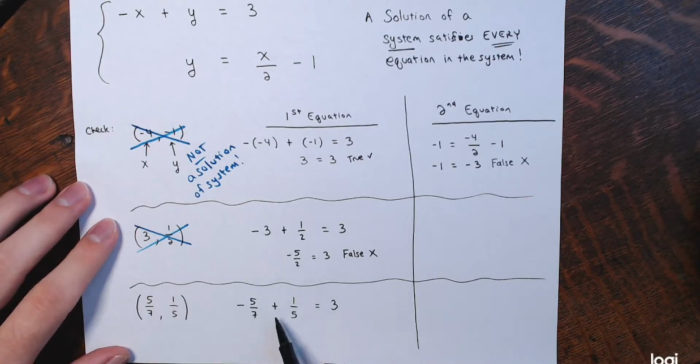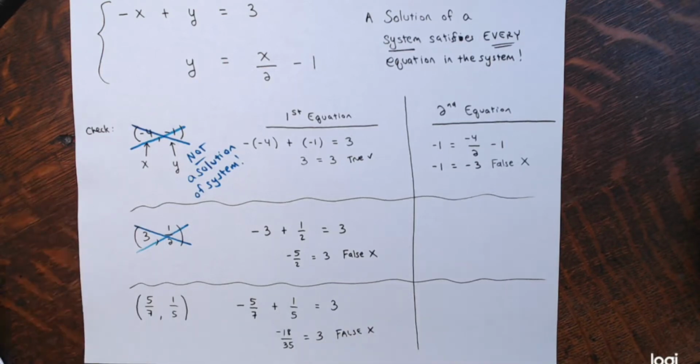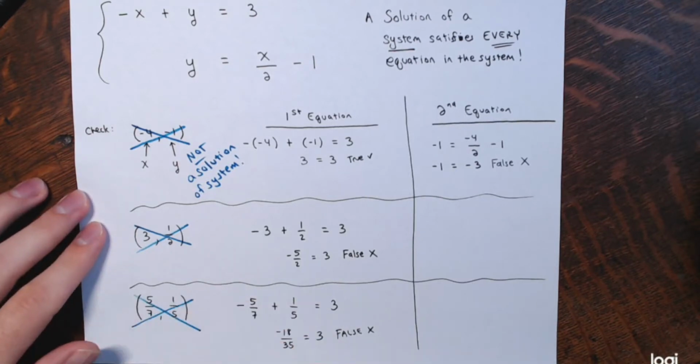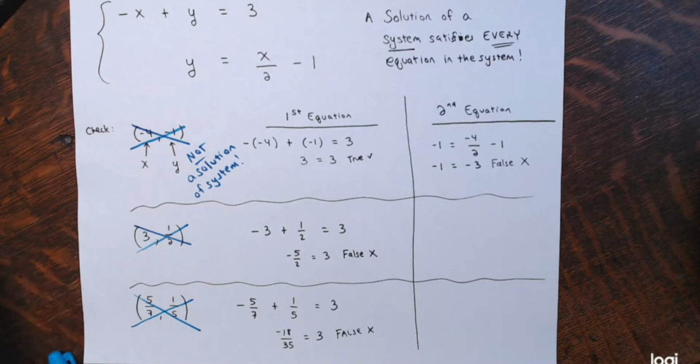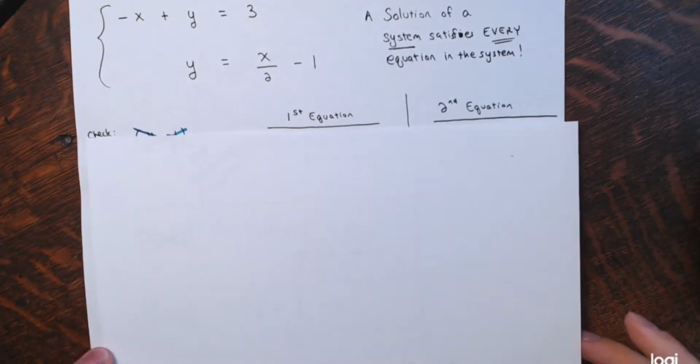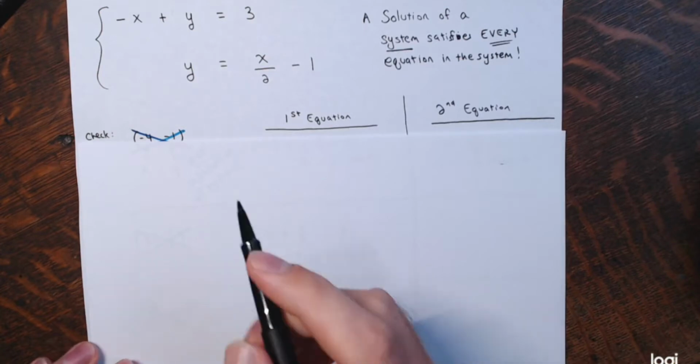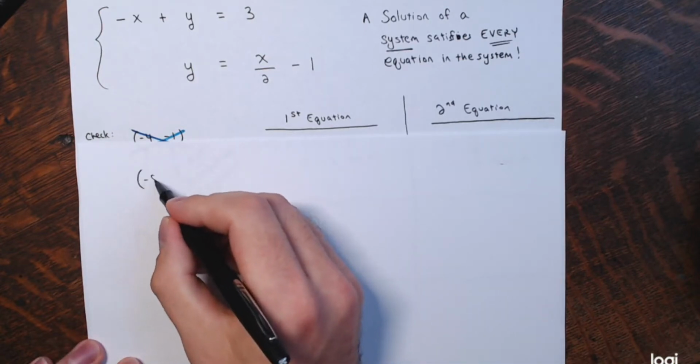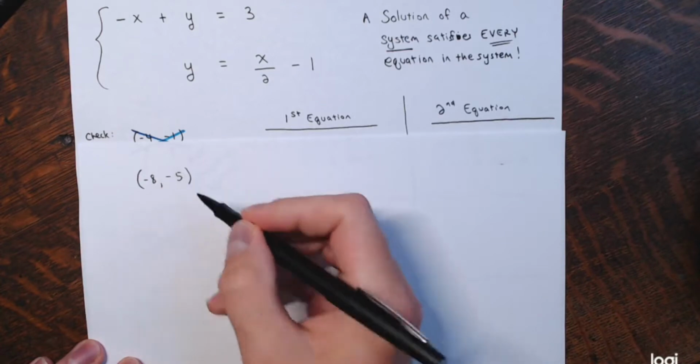But if I get a common denominator, I'd multiply this fraction by 5 over 5 and this fraction by 7 over 7. You'd have negative 25 35ths plus 7 35ths, negative 25 plus 7 would be negative 18. Negative 18 35ths on the left and 3 on the right, clearly false. Alright, so once again we have an ordered pair that's not a solution. Alright, so the next ordered pair we are given is the ordered pair negative 8 for x, comma, negative 5 for y.